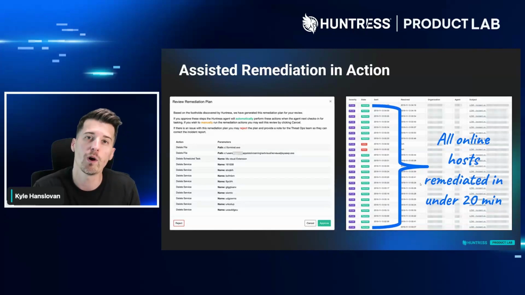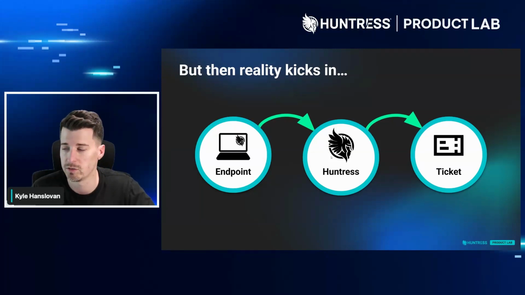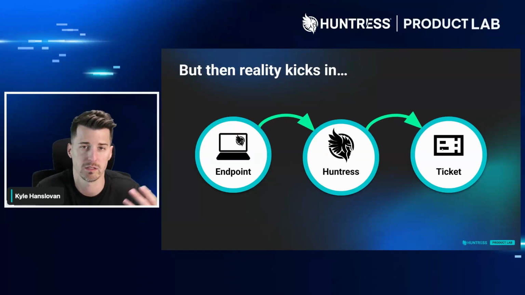Now, the part that I want to ask you all as our audience is, you could probably call out that there are some gaps here, right? We know that reality kicks in. From our endpoint, it sends telemetry to the back end. Huntress then creates our incident report, whether it's fancy algorithms or humans. We send you all an incident to your ticketing system, whether it's a fancy PSA, maybe it's old school email, whatever you decide to use.